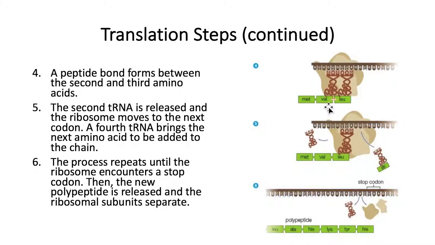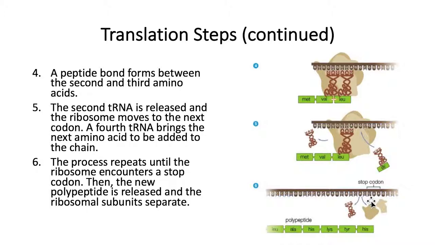So a peptide bond forms between the second and the third amino acid. That's what happens right here. The second tRNA is released, and the ribosome moves to the next codon. A fourth tRNA brings the next amino acid to be added to the chain. The process repeats and repeats and repeats, and this chain gets longer, and we keep connecting the amino acids with peptide bonds until we hit one of those stop codons.